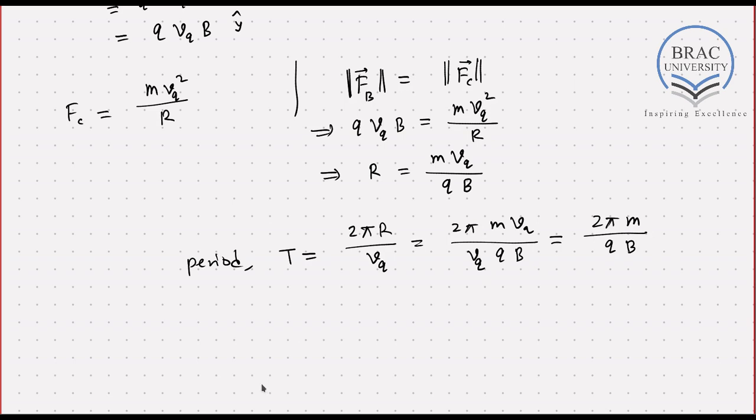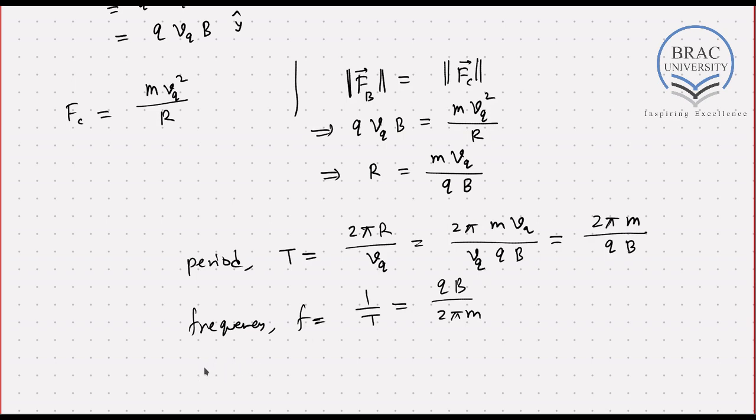Okay, since now we know the period, next we want to find the frequency of that charged object. So frequency f is basically 1 over T, so q times B over 2 pi m. This is the frequency of that object moving in that circular orbit.